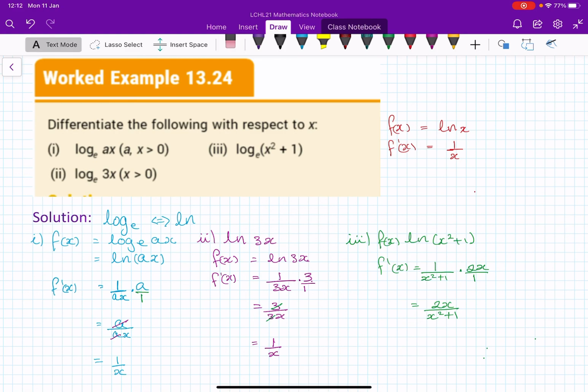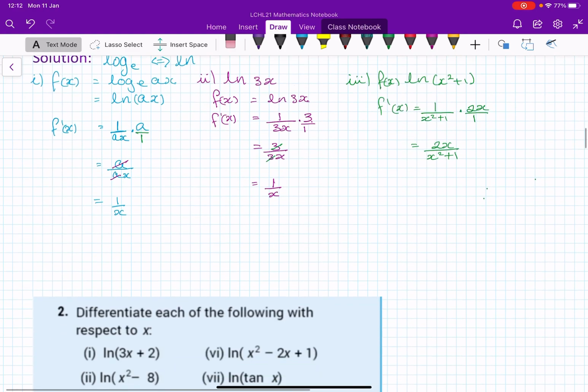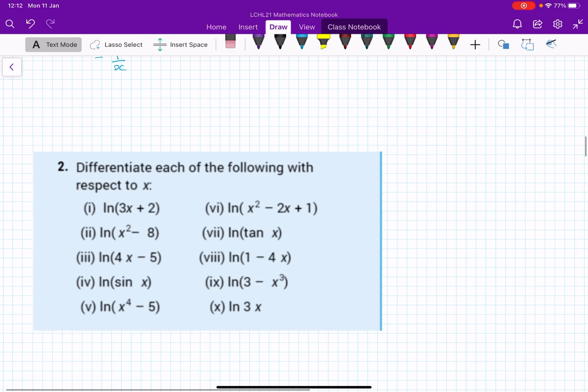Now, having looked at those, we can now do question 2. Make sure any difficulties, you let me know about them. You should be fine, but if you're not, any questions, you let me know.